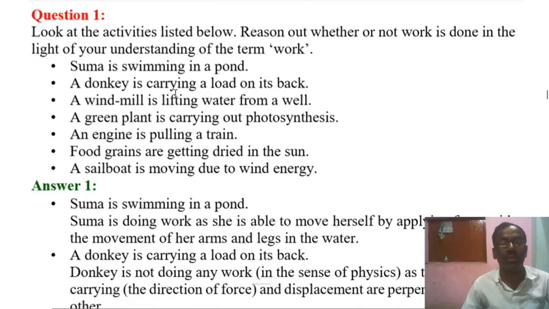Shuma is swimming in a pond. A donkey is carrying a load on its back. A windmill is lifting water from a well. A green plant is carrying out photosynthesis. An engine is pulling a train. Food grains are getting dried in the sun. A sailboat is moving due to wind energy.